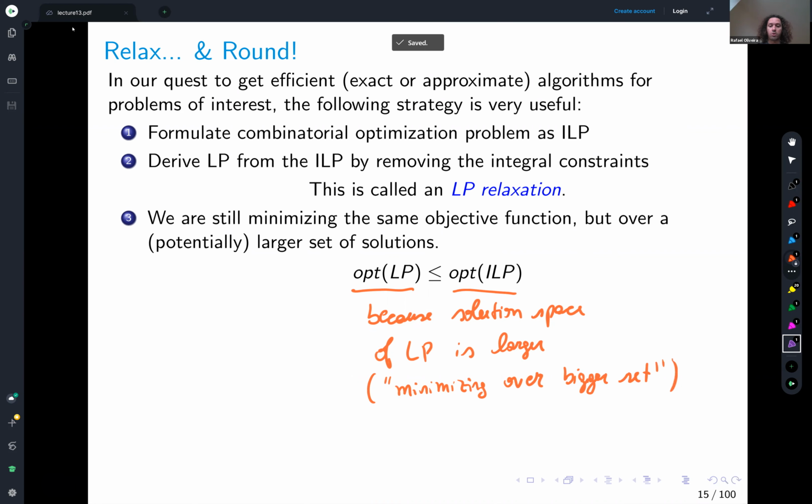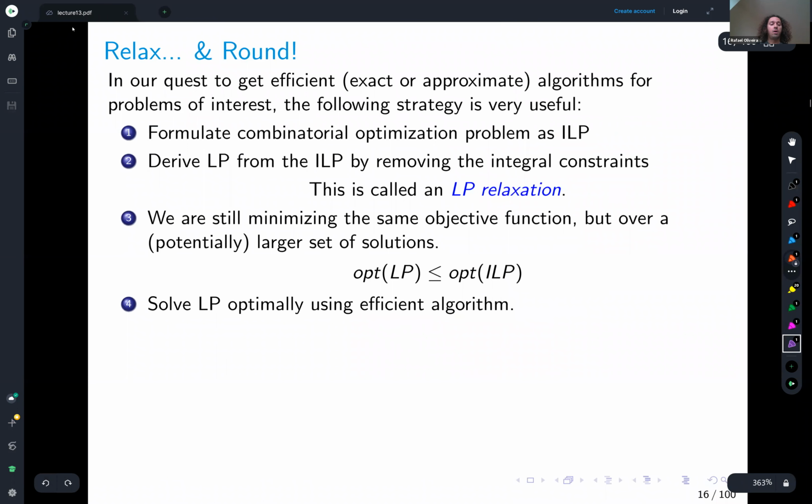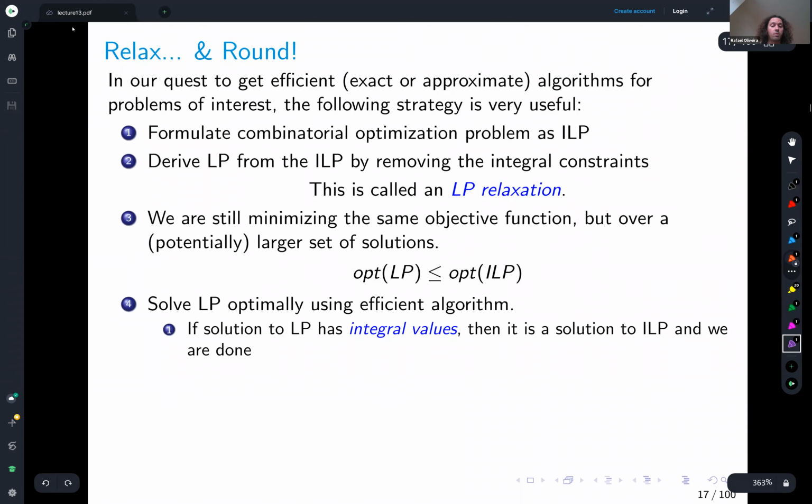So now, what do we do? We can just solve the linear program optimally using any efficient algorithm that we know, like the ellipsoid or interior point methods. After we do that, let's look at the solution we got. If the solution to the linear program has integral values, then it is also a solution to the integer linear program, and we're done. Because if a minimal solution is integral, then it must be a minimal solution to the integer linear program.